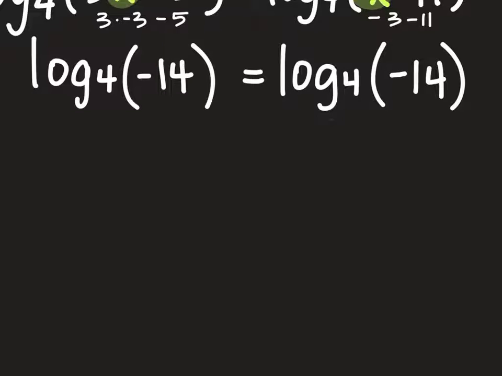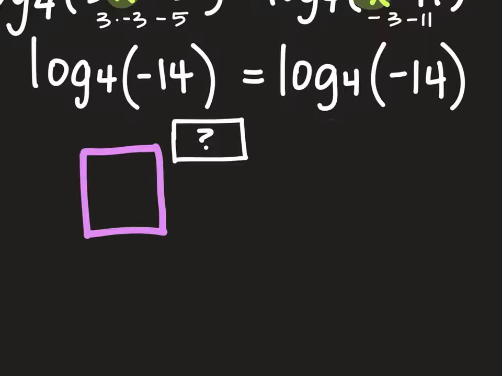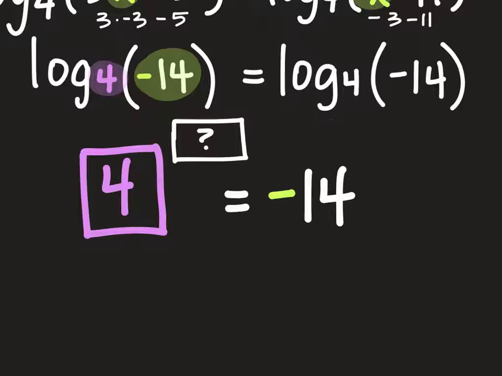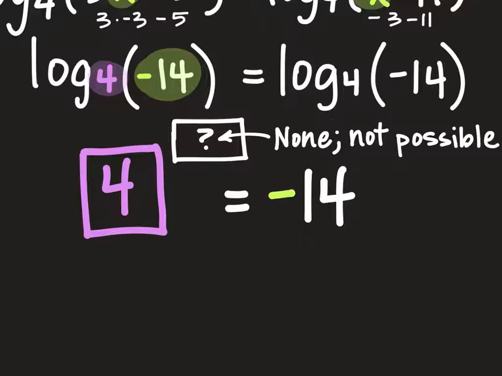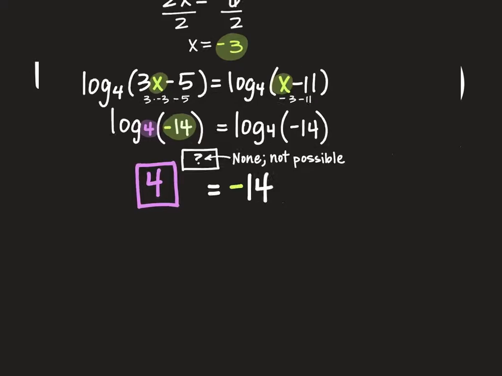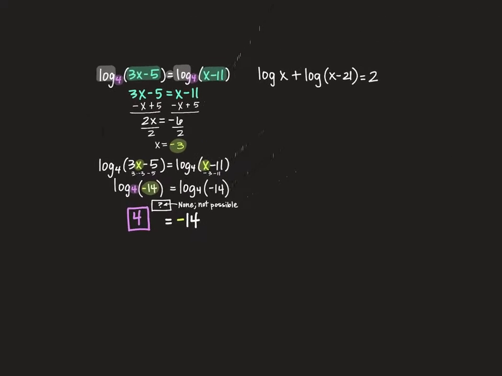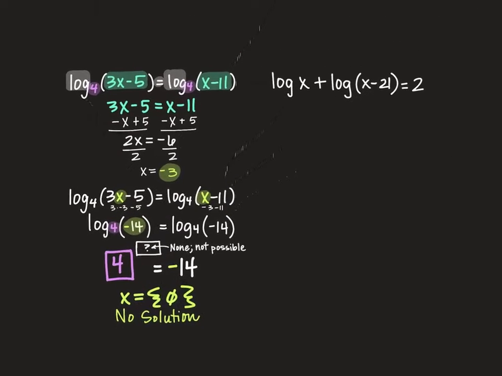Remembering that a logarithm is just an exponent, we're going to ask ourselves, what exponent can we raise the base of 4 to get the argument value negative 14? And the answer is there isn't one, because there is no exponent that we can raise a positive base to get a negative outcome. So our solution of negative 3 is extraneous, therefore this equation has no solution.